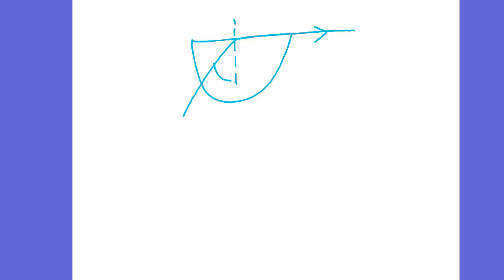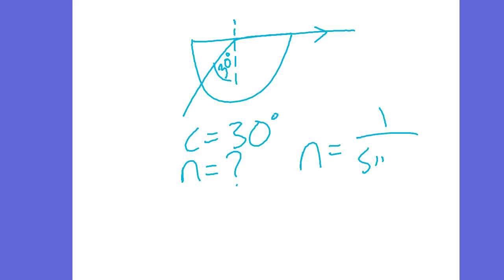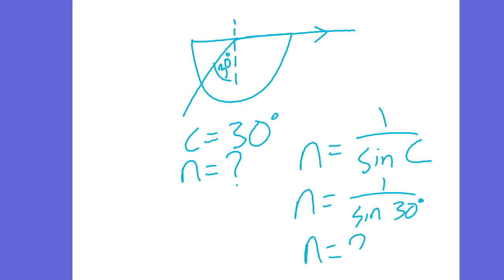The other case, a D-shaped block. Again, let's see our critical case. Let's say our critical angle is 30 degrees. So C equals 30 degrees. What does n equal? Well, this is the easier one because we don't actually have to rearrange it. We just got to plug the numbers in. So n equals 1 over sine 30. And sine 30 is a half. So we end up with n equals 2, which is somewhere between glass at 1.5 and diamond at 2.4.